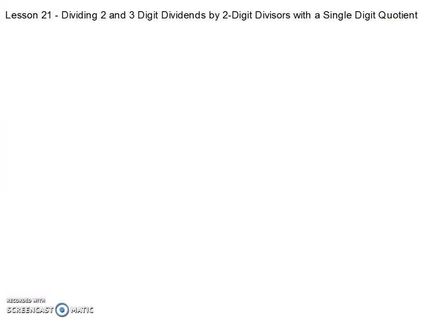In Lesson 21, we are going to go a little bit further on the concepts of Lesson 20, and this time we're going to be dividing 2 and 3-digit dividends, or wholes, by 2-digit divisors, but we are still going to be getting a single-digit quotient.